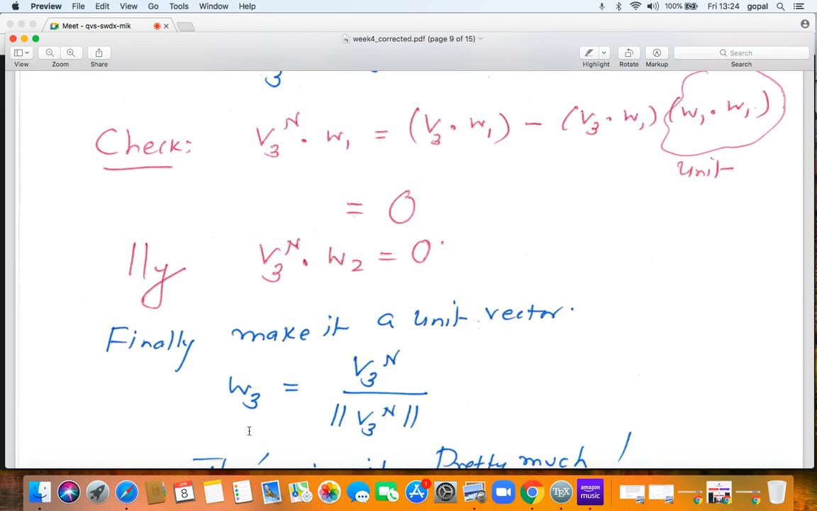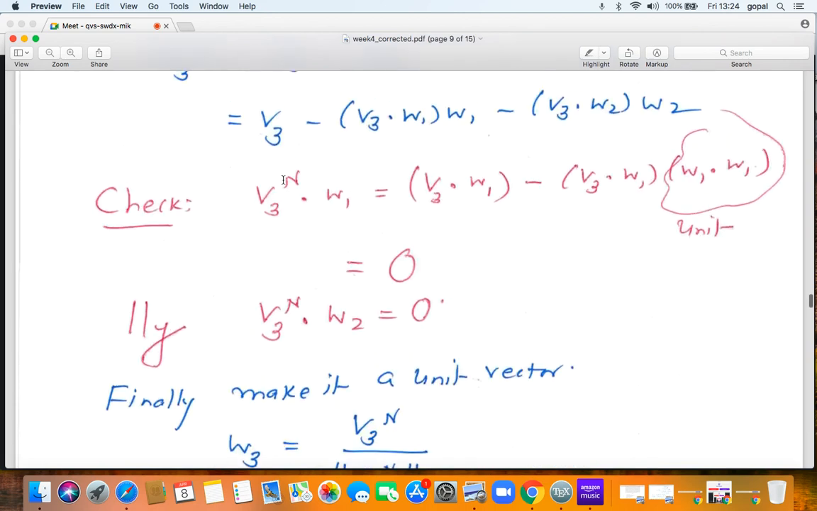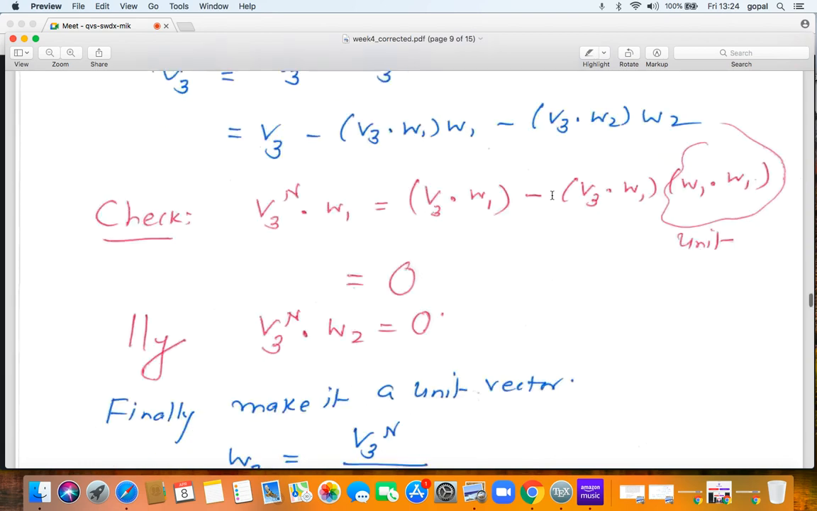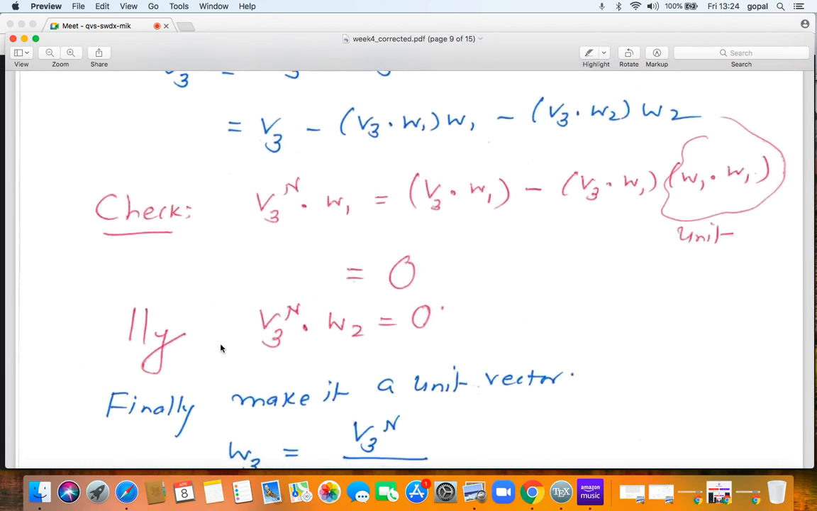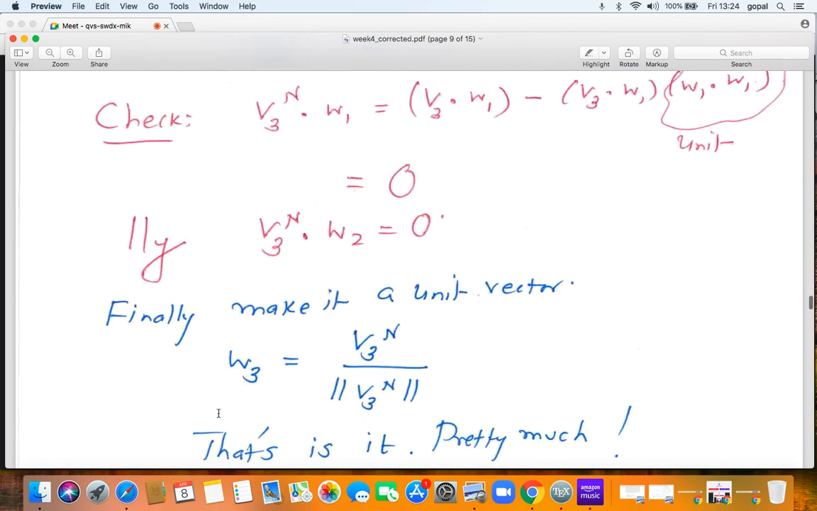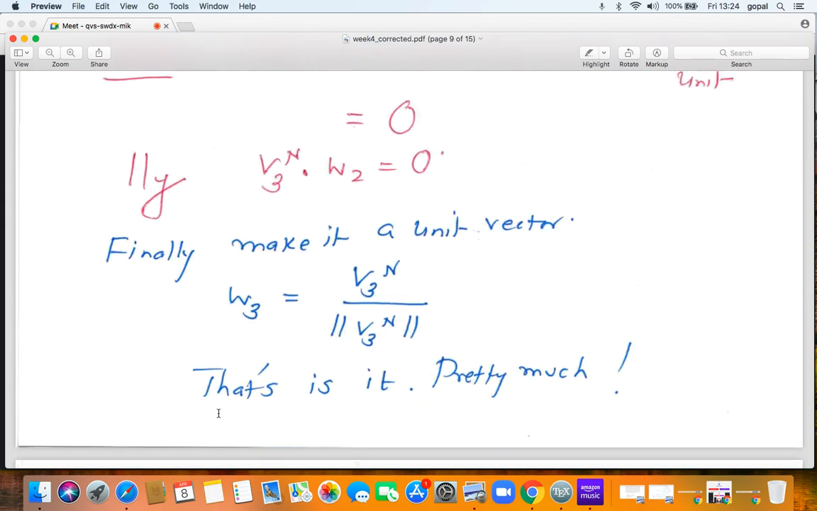Of course, when will it be 0? If the normal component is 0, that means that v3 is a linear combination of w1 and w2. But if v3 is a linear combination of w1 and w2, then v3 is also a linear combination of v1 and v2. So v3 is in the plane spanned by v1 and v2. In other words, v1, v2, v3 is linearly dependent. If that is the case, then this normal component will become 0, and I'm stuck. Otherwise, I can divide by the normal component and make that also a unit vector. And that's about it pretty much.